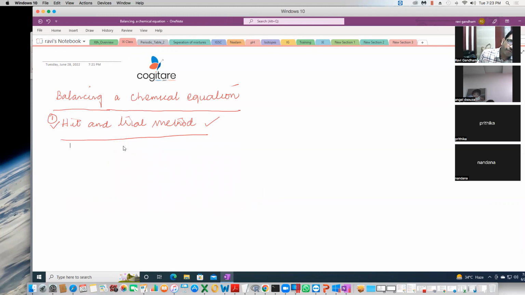The first rule for the hit and trial method. What are the rules? The first rule is you balance the metal that is there in the equation. Are you writing this down? Yes, sir. Next, you balance the non-metal.